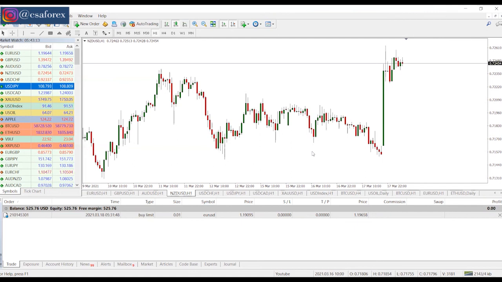Because at the end of the day, you need to understand how the market works, how the market ticks, so that you can trade better at the end of the day, right?